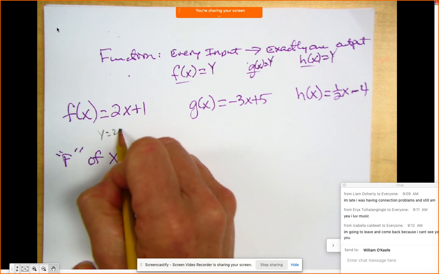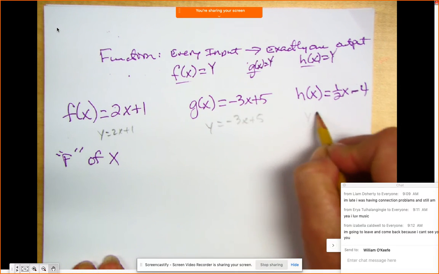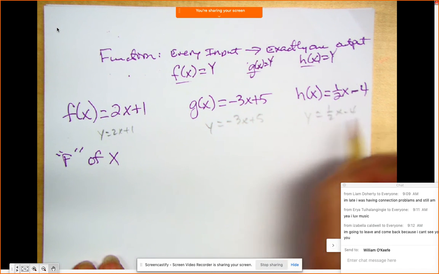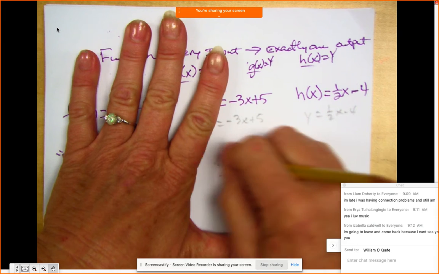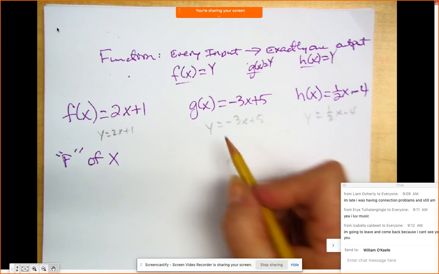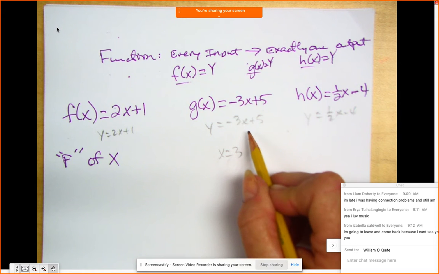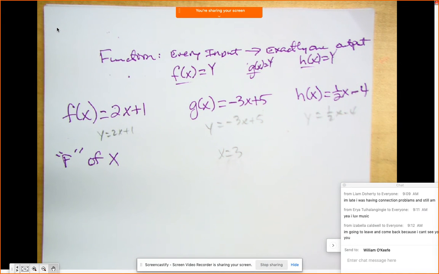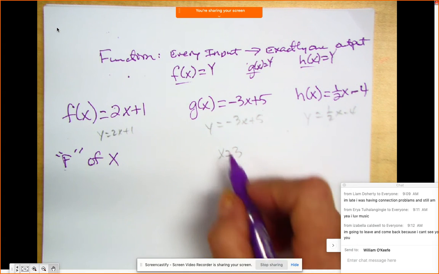The reason they use this function notation is if I wrote y equals 2x plus 1, y equals negative 3x plus 5, or y equals 1/2 x minus 4, and I said, I want you to evaluate the function when x equals 3, you're going to say, which one do I use? That's our point exactly. You wouldn't know which function to plug it into. So here's how we use function notation.